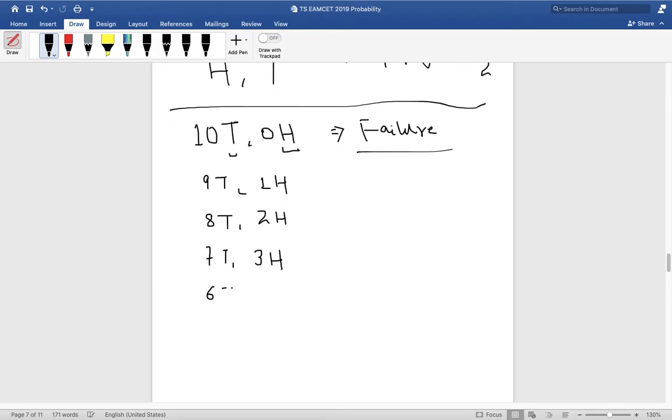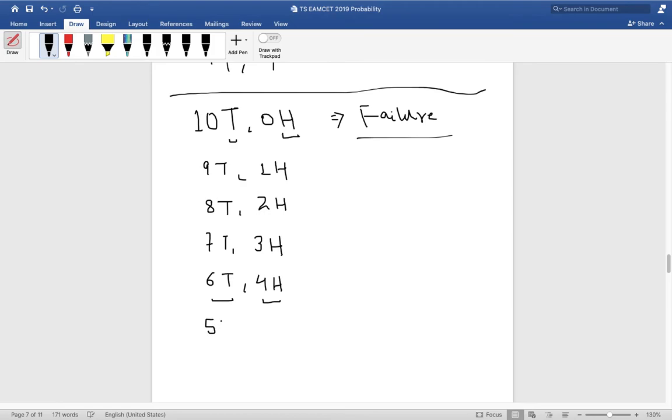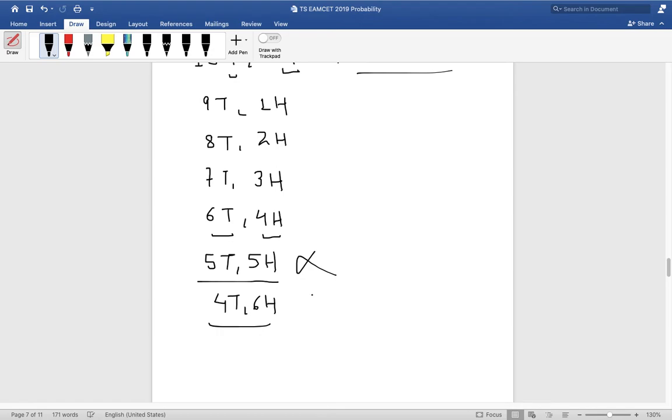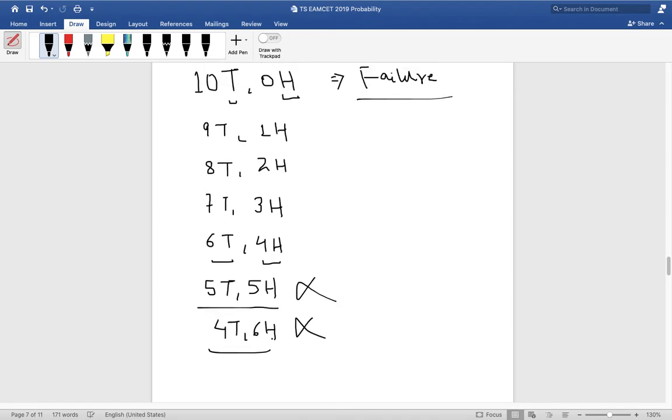6 tails, 4 heads: more failures, fewer successes. What about 5 tails and 5 heads? Equal number of failures and equal number of successes, so this will not be considered. What about 4 tails, 6 heads? More successes, fewer failures. So this will also not be considered, and the remaining will not be considered.